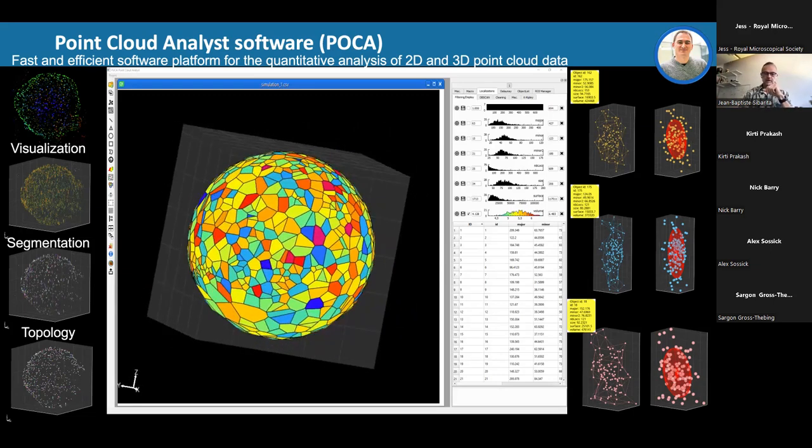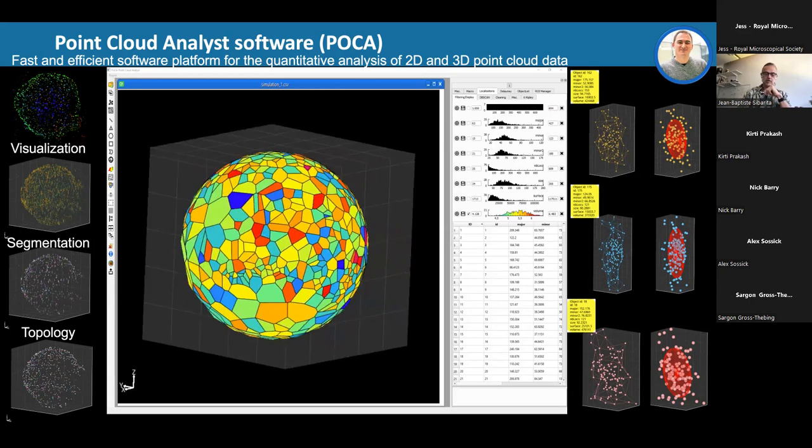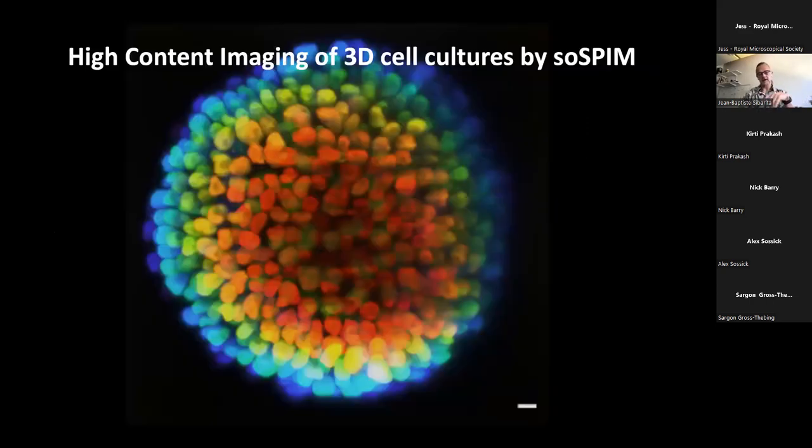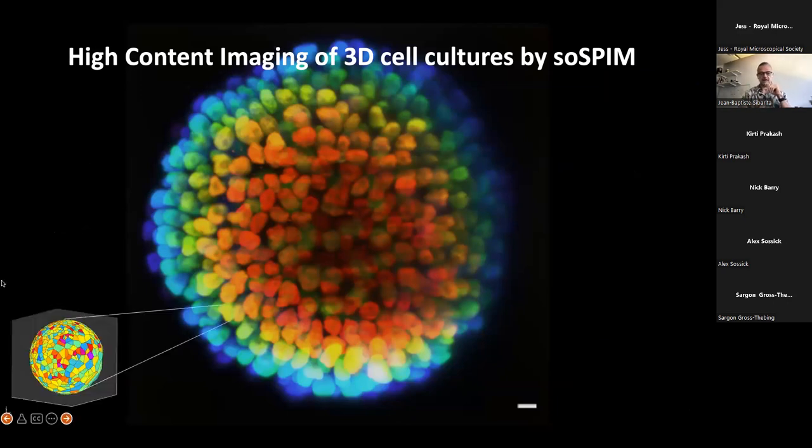Okay, so now I'm done with the single molecule. I will change the scale, okay, and try to make a parallel and now show you our new object of interest, which is how we have used our technology now to look at 3D cell cultures, organoids, which are in vitro systems mimicking organs. Very exciting, very new in our hands, but we have very good collaborators.